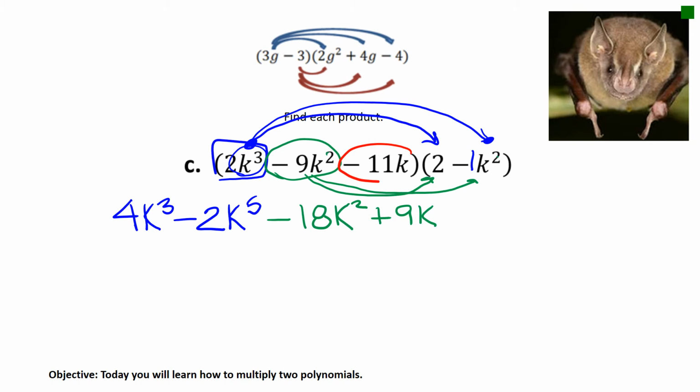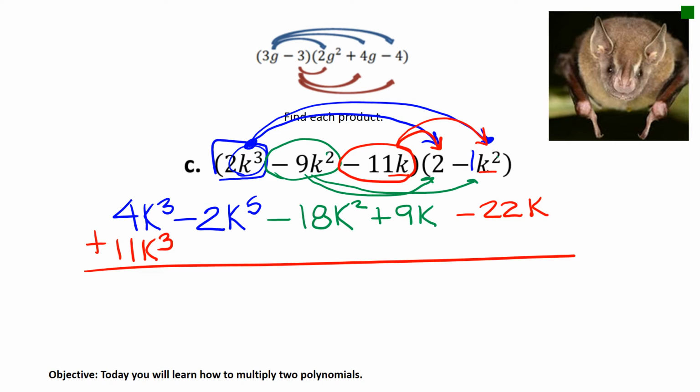Now look at this negative 11k. I'm going to take it times 2. That's negative 22. There's just one k. I don't have any of those, so I'm going to put it right here, negative 22k. Then I'm going to take negative 11 times negative 1, which is positive 11, 1 k and 2 more k's, that's 3 k's. So I'm going to put it over here with the k to the third.